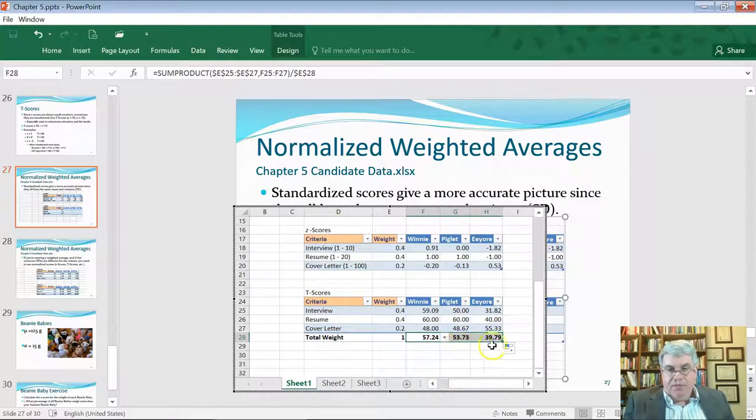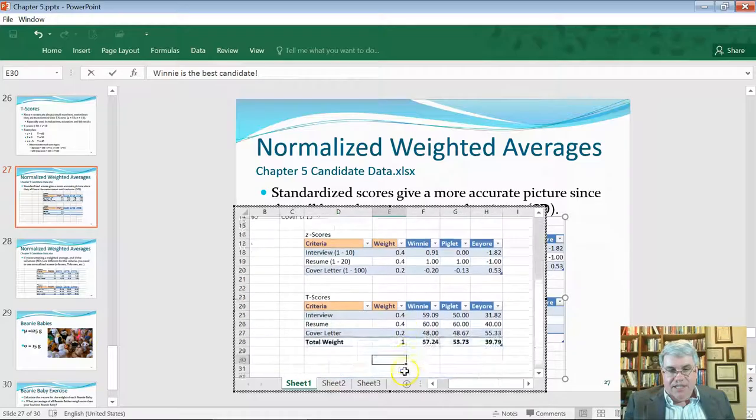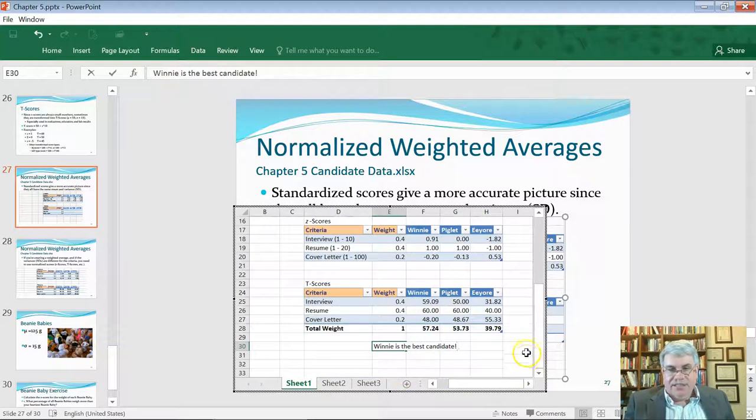So I am going to drag that over and calculate it for Piglet and Eeyore. Piglet has 53.7 and Eeyore has 39.79. So it looks like Winnie is the best candidate. So that's how we can calculate these weighted means.